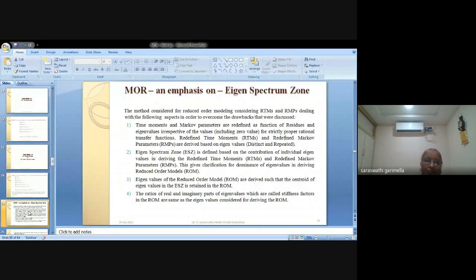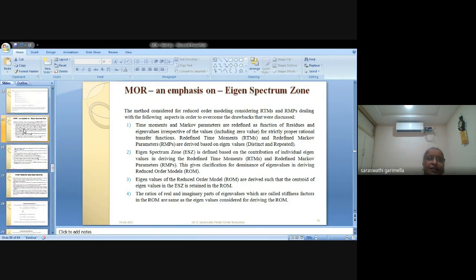So in my method, I considered the eigenspectrum zone, because when I did this, my guide wanted me to consider this zone, but in my postdoc publications I did it without this zone. I thought there was no need to consider the zone. So if you look at those papers, you won't find the eigenspectrum zone. But I considered the eigenspectrum zone, and I also defined the procedure.